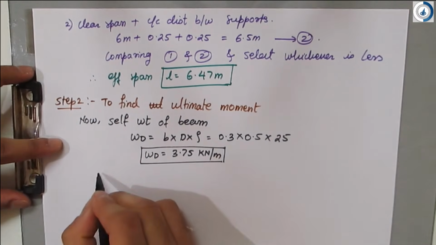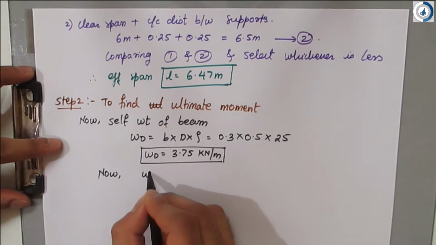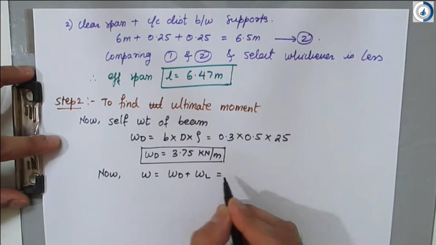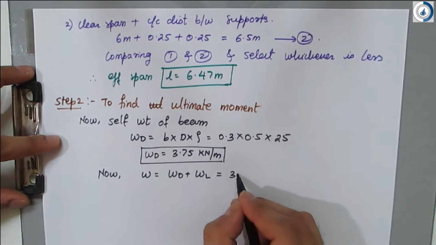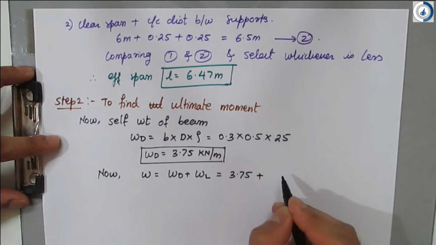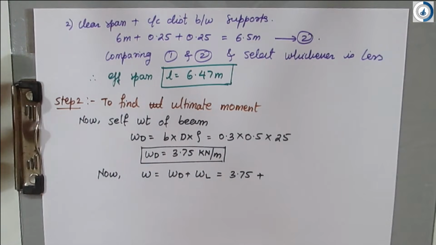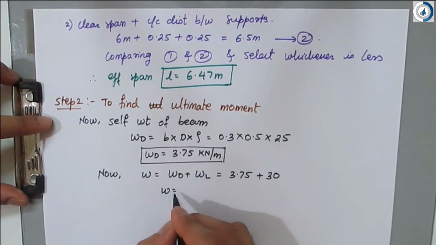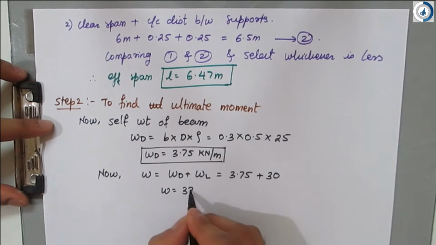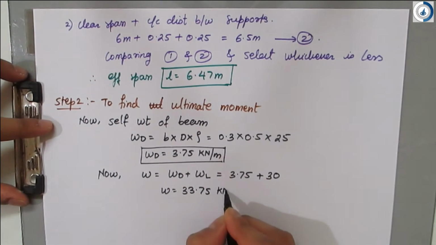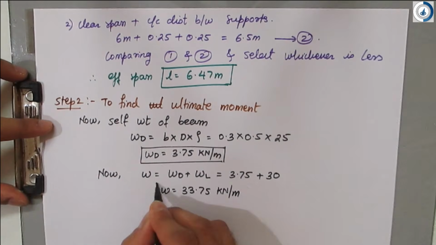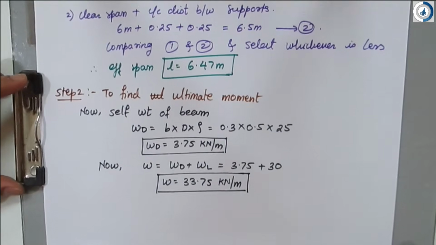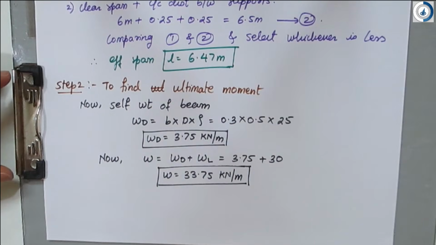Now overall load, that is WD plus WL. Now WD, just now we have calculated, that is 3.75, and WL, what was given, 30 kilonewton per meter. So 30. So total W is equal to 33.75 kilonewton per meter. So this is your total load. But we should not end it here. We have to find out the ultimate load.